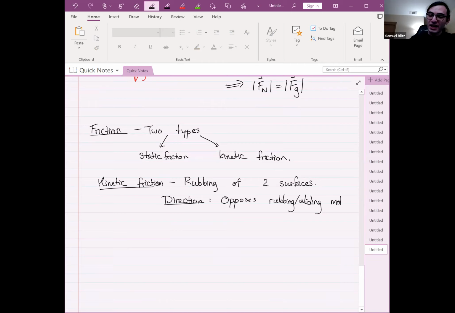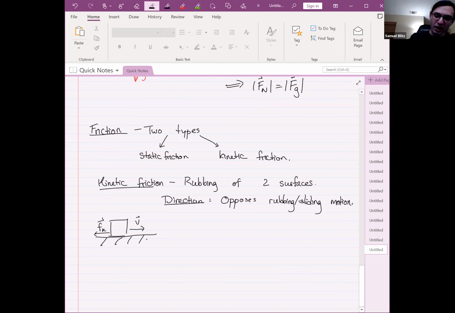Now, that does not mean that the force points in the direction to reduce motion. It just reduces relative motion. So if you have two things, let's say that this thing is moving with some speed v over a surface. In that case, there would be a friction force F sub k pointing backwards because the block is rubbing against the surface. So there would be a friction force opposing that rubbing and sliding motion.